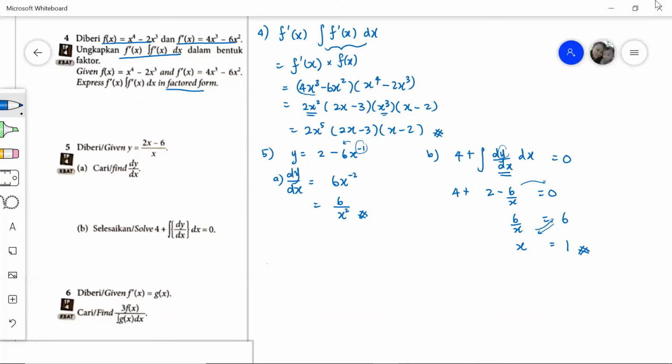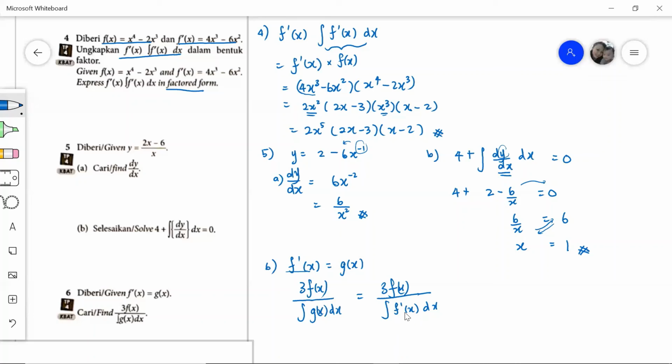And next, number 6. Given that f'(x), that means after we differentiate, we get a new function, g(x). So now we need to find 3 times the integral of g(x). We can write like this, 3 times integrate, what is g(x)? g(x) is actually f'(x). f'(x) means the differentiated function.